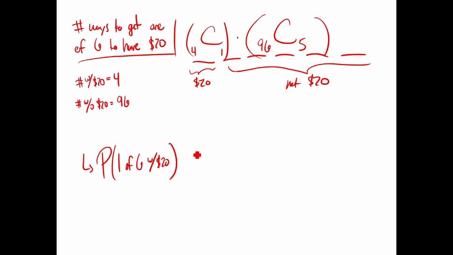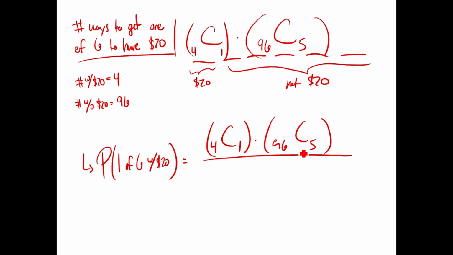is going to be, this is our numerator, 4C1 times 96C5. And then downstairs, that's going to be that 100C6. And that's going to be our solution, whatever that comes out to be. What does that come out to be? For anybody who's able to put that in their calculator.